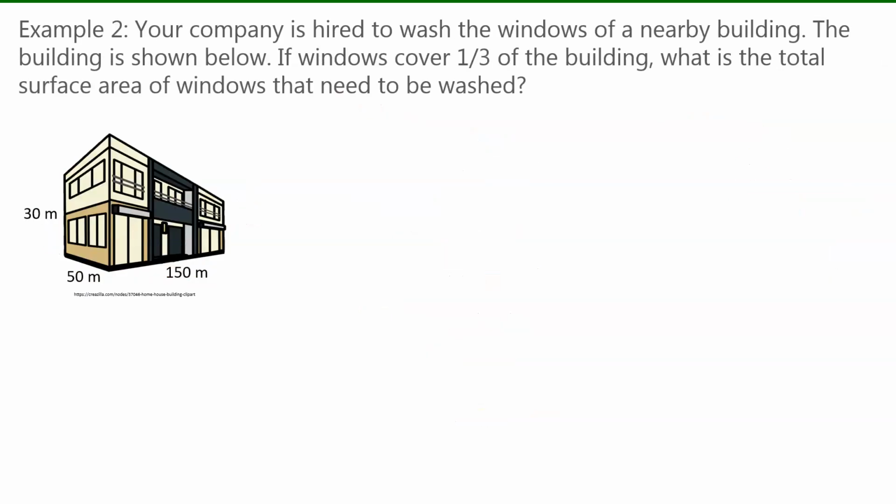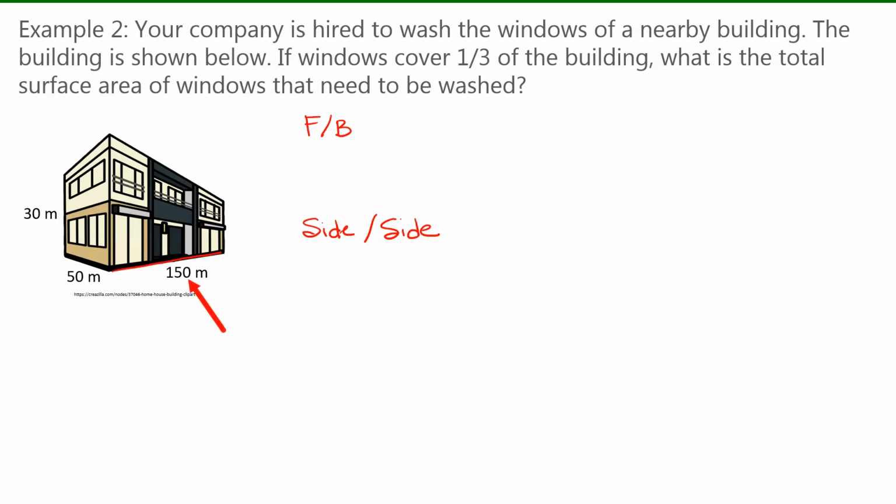Example 2. Your company is hired to wash the windows of a nearby building. The building is shown below. If windows cover 1/3 of the building, what is the total surface area of windows that need to be washed? So since we're talking about the windows, and windows aren't placed on the roof or on the floor of the building, then we only need to calculate the area of the sides and the front and back. So we'll start with that. Front and back, and sides.